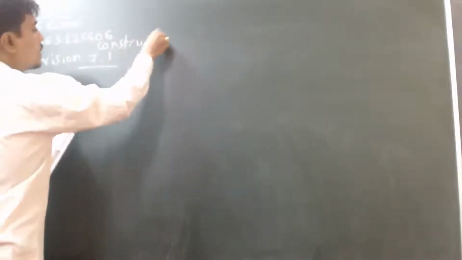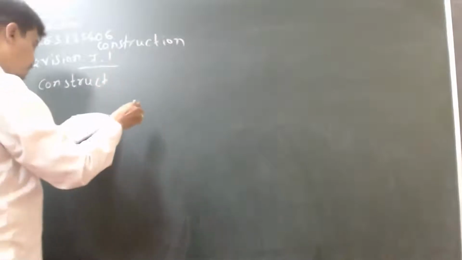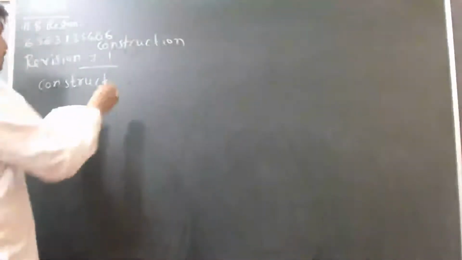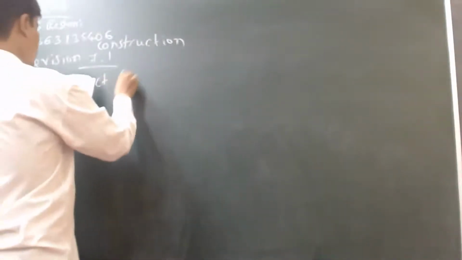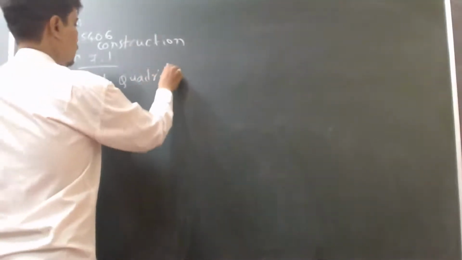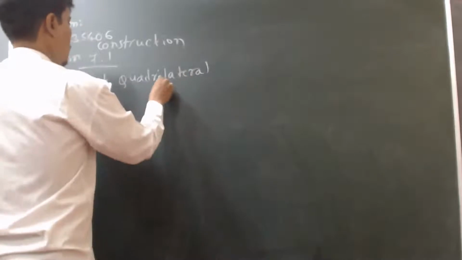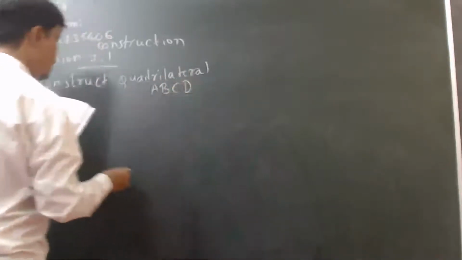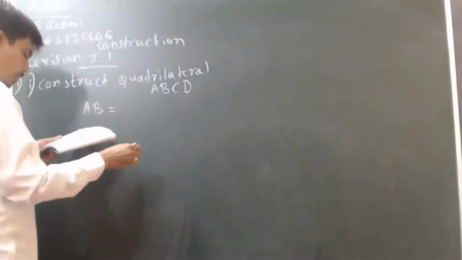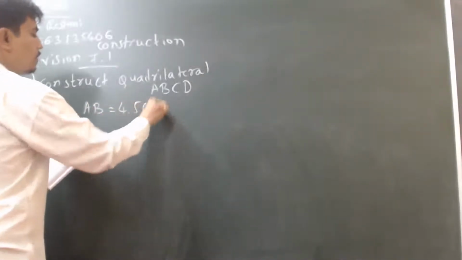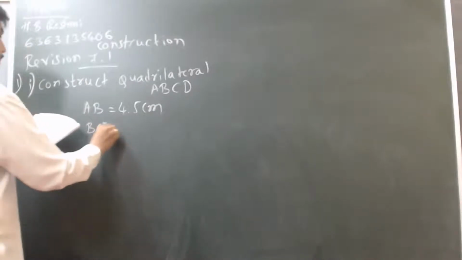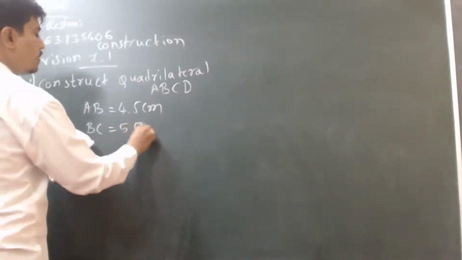Construction. What is that? Construction. So remember students, first question, what is that? Construct a quadrilateral ABCD. In that given, AB how many centimeter? 4.5 centimeter. Similarly, we have BC. BC we have 5.5 centimeter.